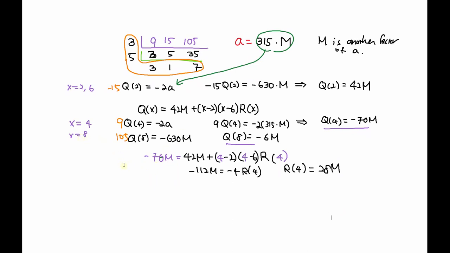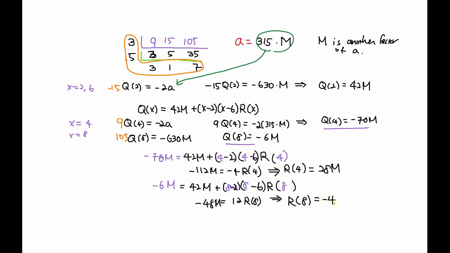And let's do that for x equals 8. You will have 6n equal 42n plus... alright, you get 6 here, you get 2 there, so 12 R8, and then when you subtract 42 on both sides, you're gonna get negative 48n. So our R8 becomes negative 4n.